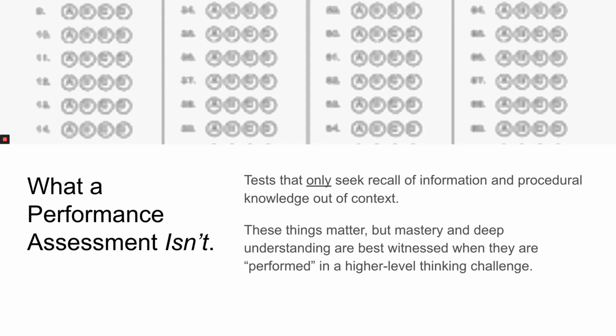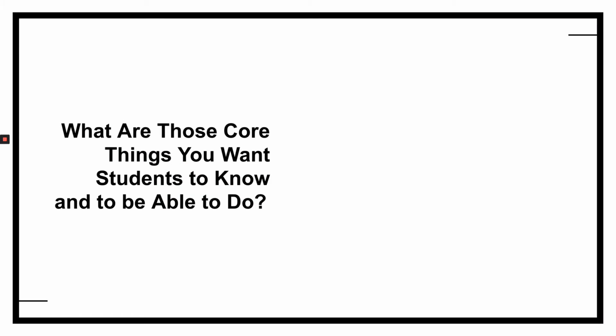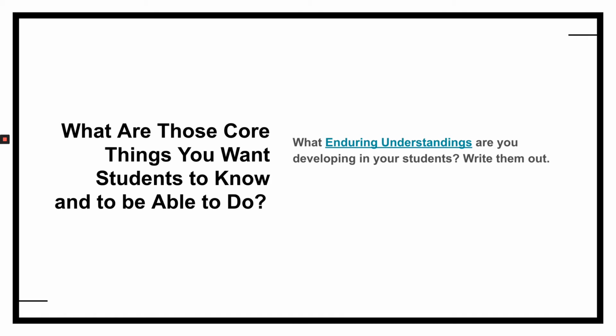So the question is, okay, I want to do a performance-based assessment. How do I make one of these? Now, I know that many people are working this way already. But if this is somewhat new to you, just think about this in 3 stages. The first is to ask, what enduring understandings are you developing in your students? And write those out. And you'll recall that we spent a lot of time on alignment.